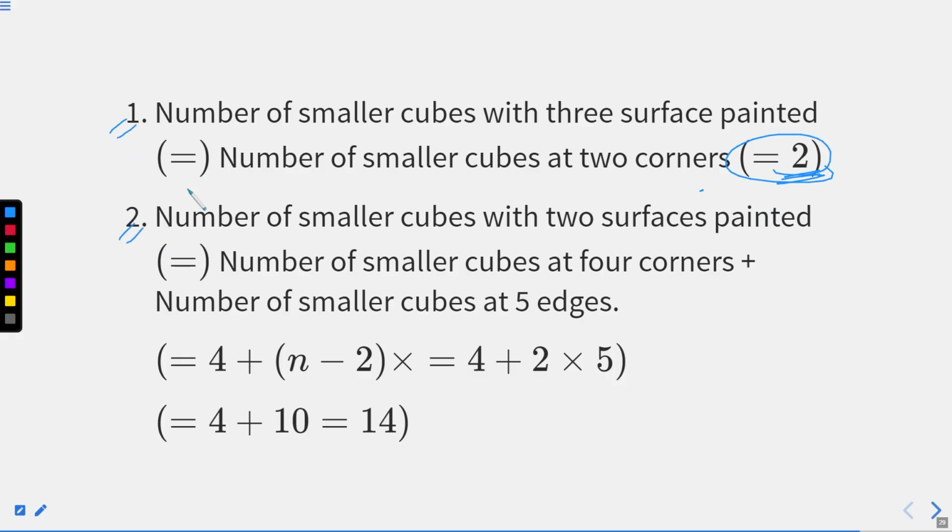Second, the number of smaller cubes with 2 surfaces painted is equal to the number of smaller cubes at 4 corners. Okay, 4 corners are what? Which are only having 2 surfaces painted, and the 5 as edges. So we know this: 4 corners will have 4, plus 5 edges. At one edge we have 2. So it will be 5 multiplied by 2, which comes out to be 14. So 14 will be there.